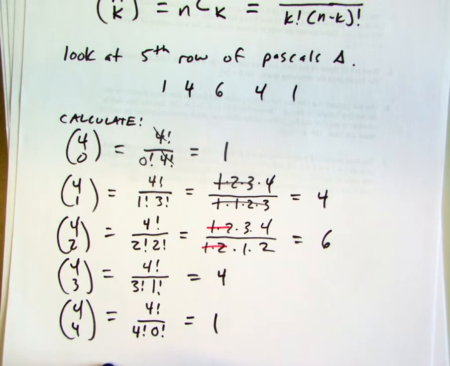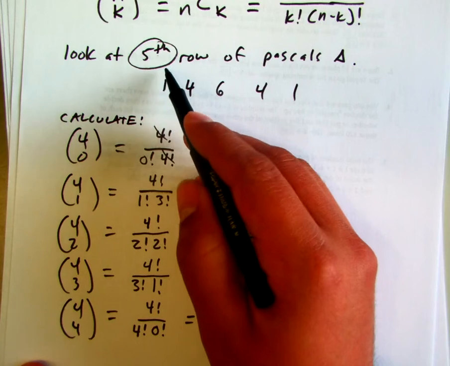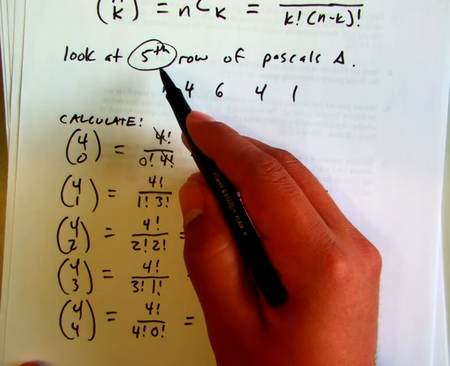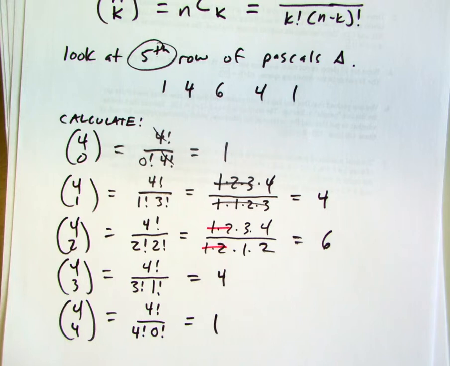How do you know what row to use? Well, we talked about that yesterday, right? If it's to a power of 5, let's say, you go to the 6th row. You always go one row more than the power. This was just an example. If we were in the 5th row, then this would have been something to what power? Exactly. The 6th row would be power 5.